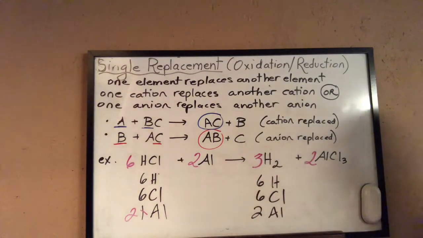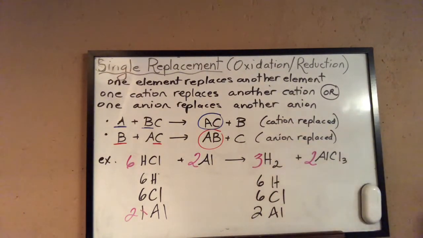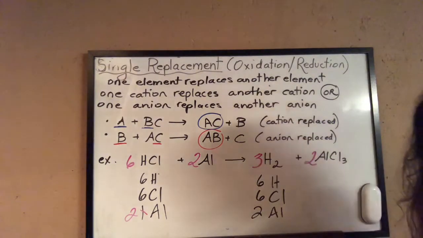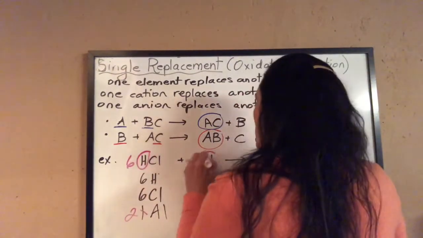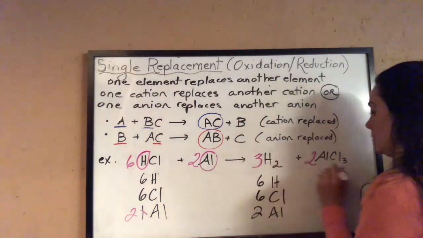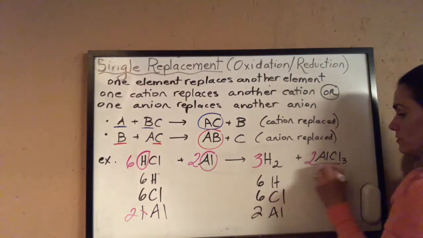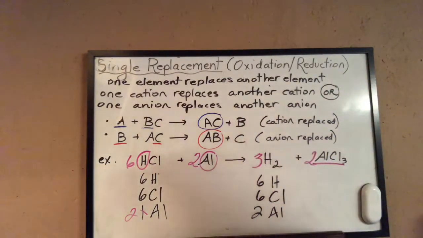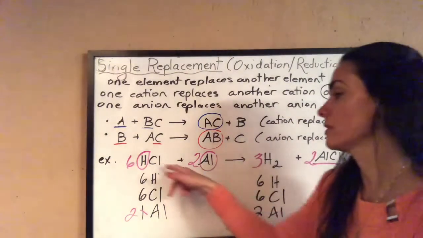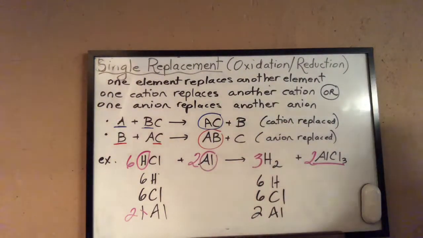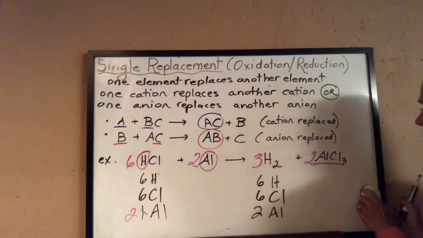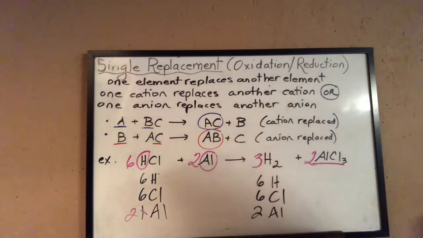Let's do an equation of a single replacement reaction where the anion is replaced. Here the cation was replaced. See, the hydrogen replaced the aluminum. So you see that this is what happened here. That's where that cation was replaced. The aluminum said, no, I'm pairing up with chlorine, hydrogen, you're out. Let's see where we have the anion replaced. Let's do an example of balancing an equation with that.